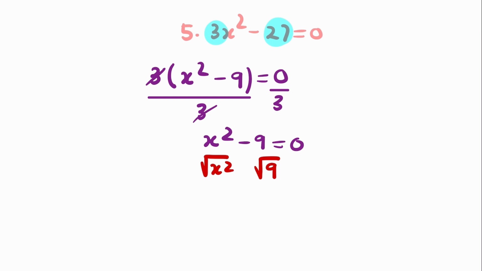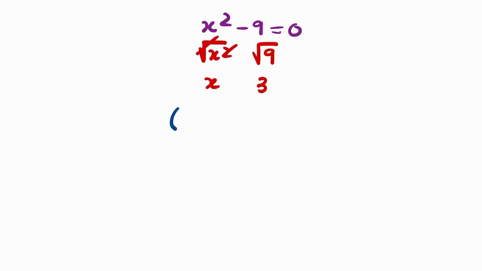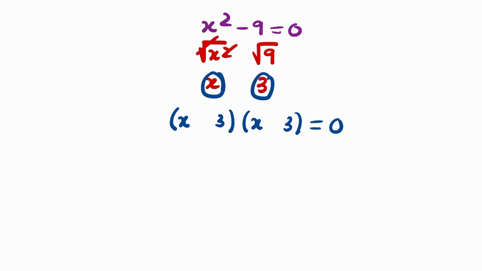What is the square root of x squared? Here the square and square root signs cancel out. It will be equal to x. And what is the square root of 9? It is 3, because 3 times 3 is equal to 9. And after that, what should we do? We should open up two pairs of brackets like this and equate it to 0. And then after that, we should put x and 3, both of them in each of the brackets like this. X, 3, x, 3.